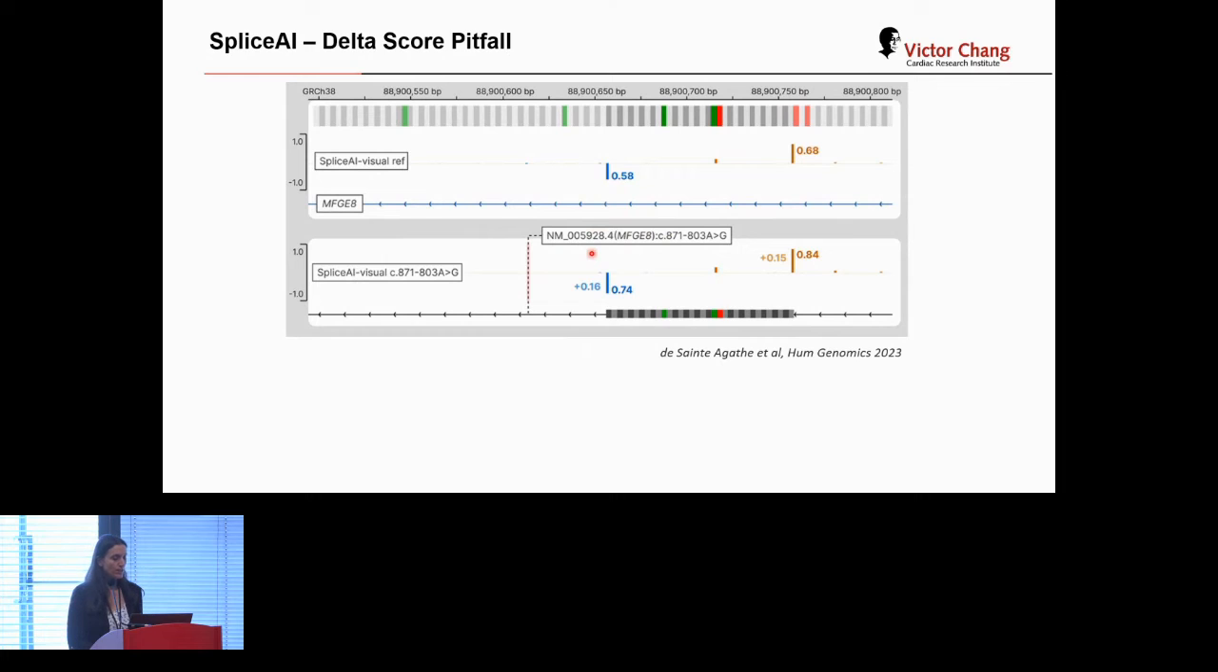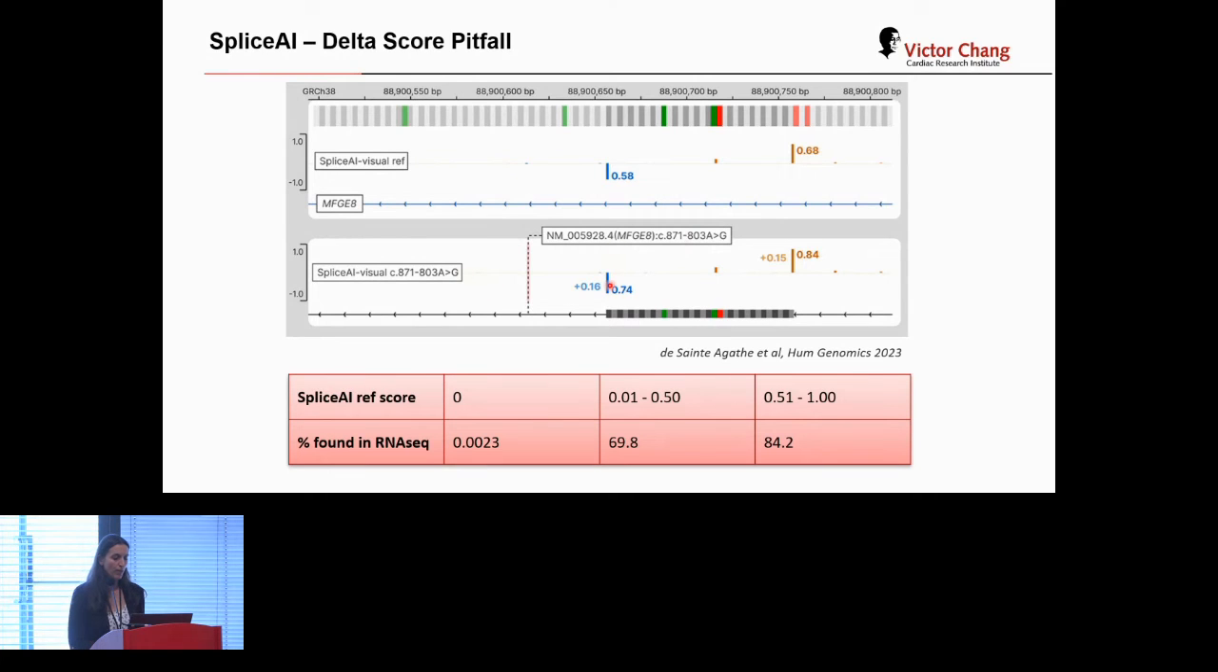So our method is trying to address this problem by utilizing the raw scores of the algorithm. And to see what effect this might have, we calculated the reference SpliceAI score in unannotated splice sites across the genome, and we found more than 40,000 that have a score of more than 0.5, and 84% of those are found in background RNA-seq datasets, and this means that they are susceptible to become splice site gains.